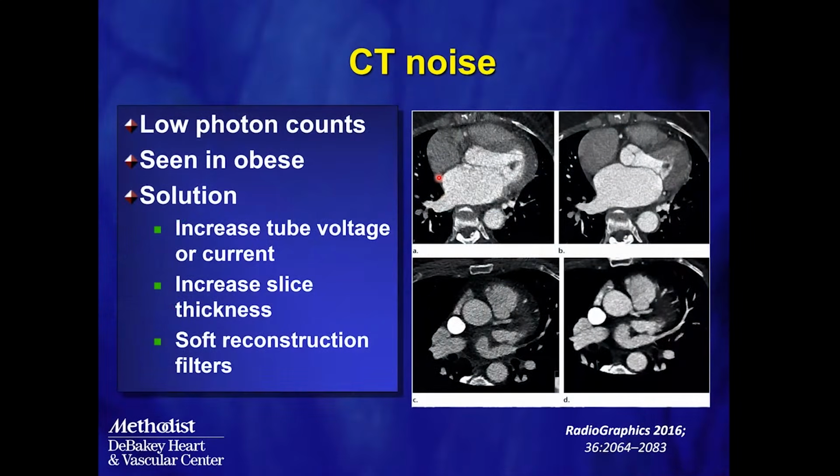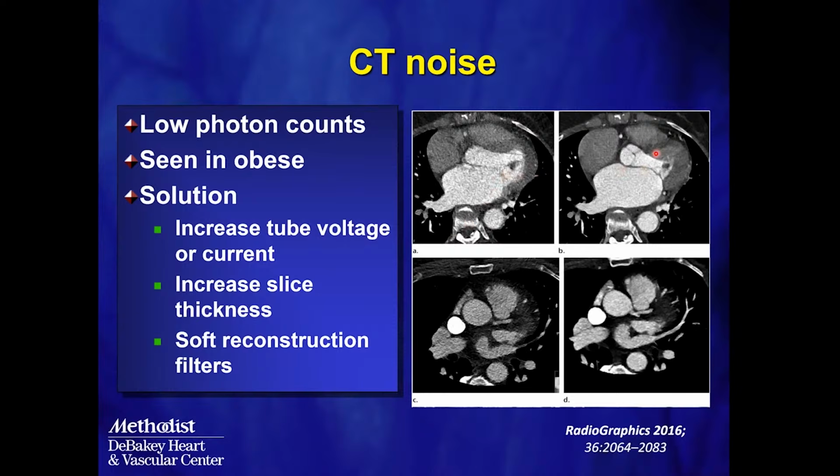One of the other artifacts that we also can see sometimes is what we call the CT noise. So we see all this basically noise in the background with a very low signal to noise ratio. This is typically attributed to low photon counts, because you don't have enough energy penetrating through the patient's body, typically seen in obese people. And really increasing the tube voltage or the current will actually eliminate this noise.